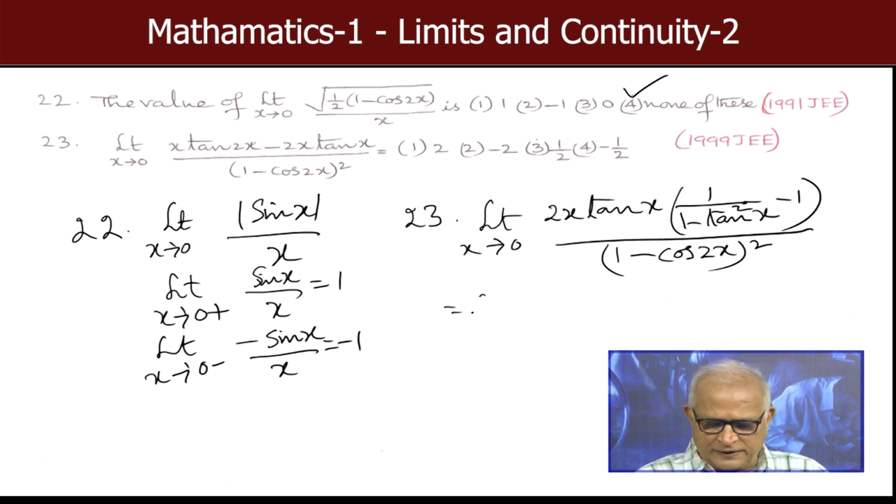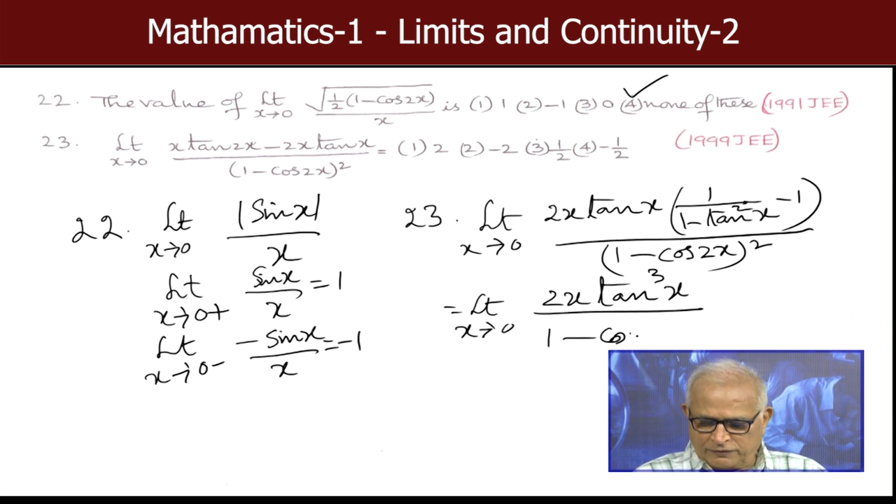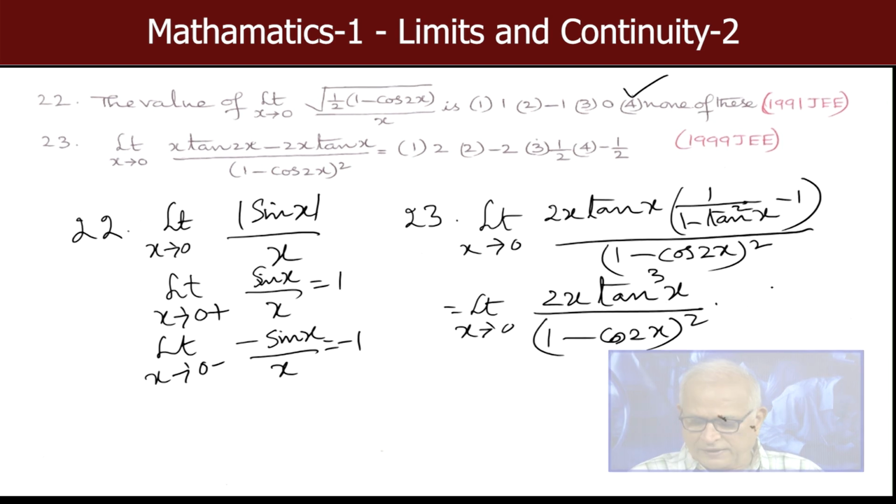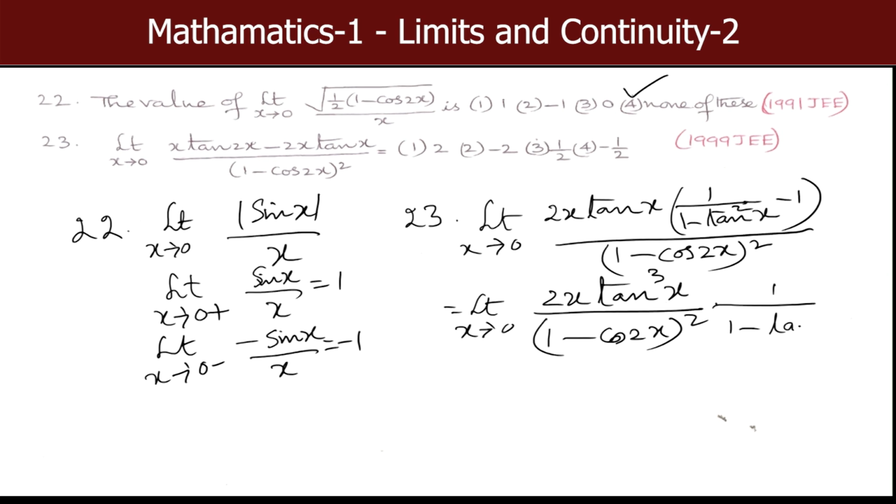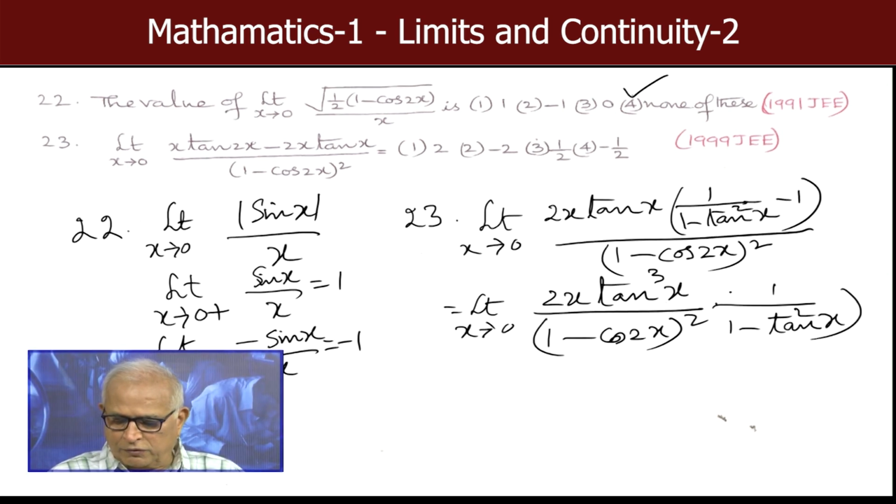So, therefore, this is limit x tends to 0, 2x tan cubed x by 1 minus cos 2x whole square. No harm even if you leave out 1 by 1 minus tan squared x. Even if you write 1 by 1 minus tan squared x, the limit of the second factor will be equal to 1 as x tends to 0, and therefore, this can be left out. Now, divide numerator and denominator by x power 4, because you get tan cubed x by x cube, which is tan x by x whole cube, and the limit of tan x by x whole cube as x tends to 0 is 1.